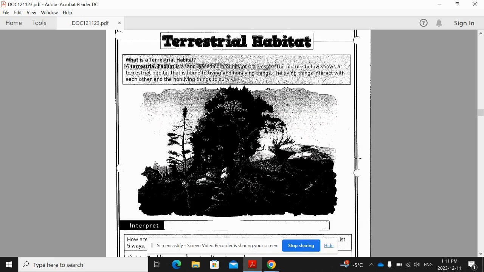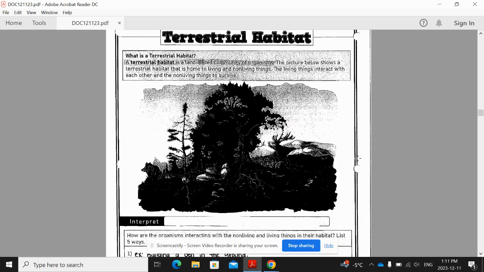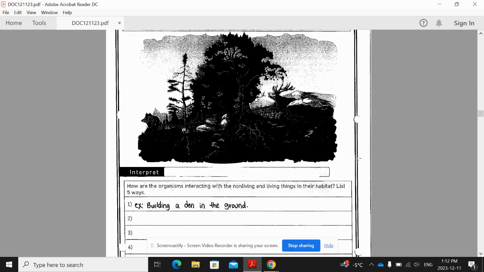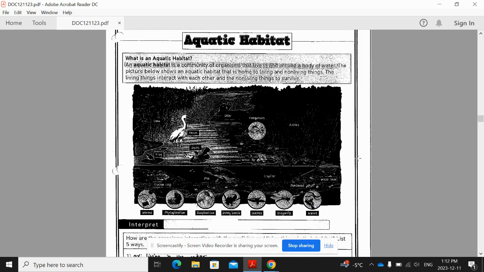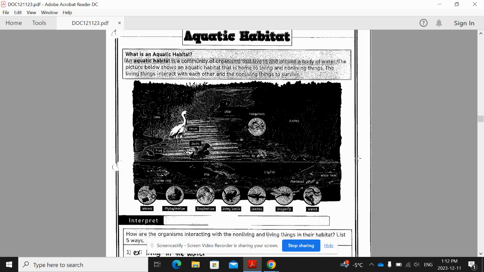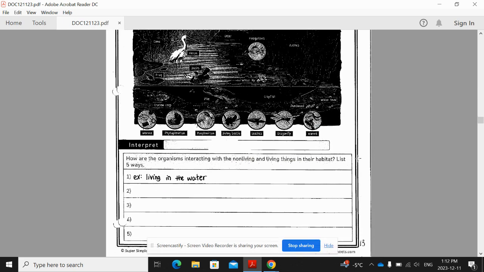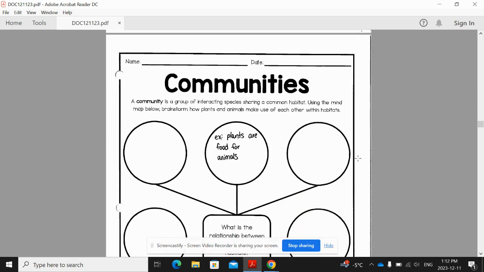Terrestrial habitat. Now we will be doing this together because it's very hard to see in your booklet from the way it photocopied. So the photo will be on the smartboard, and you are going to have to answer the questions about how the animals are interacting with the environment. And you'll have to do the same here on the next page for the aquatic habitat. You're also going to have to give examples of the animals and plants interacting with the environment.